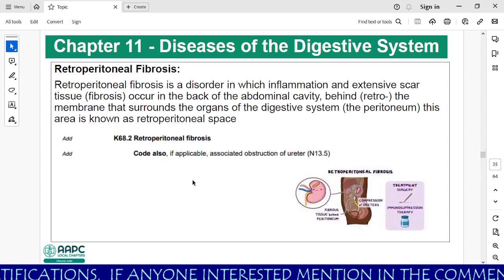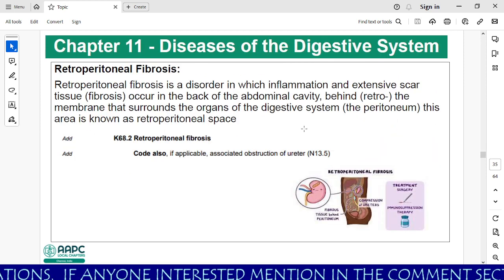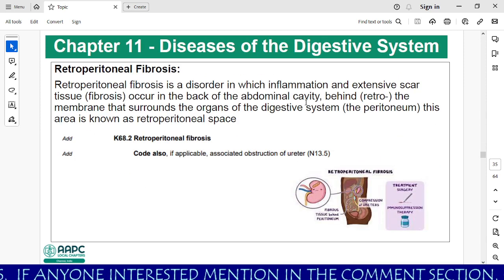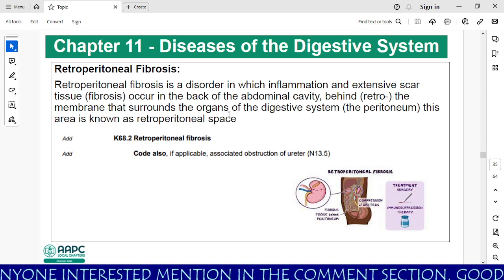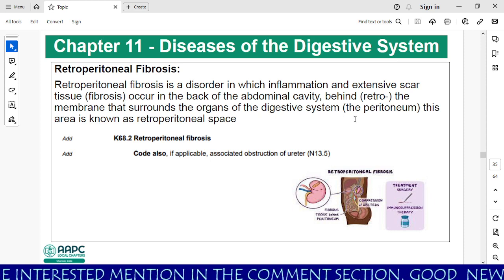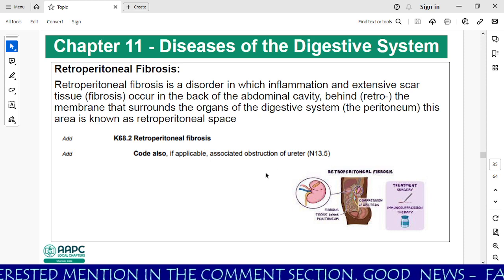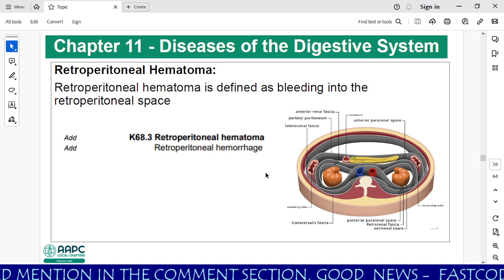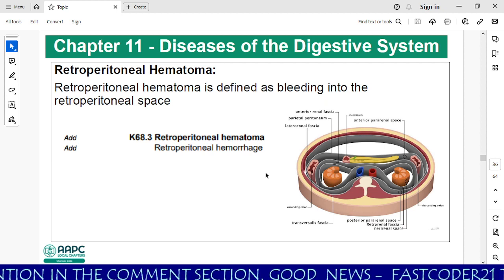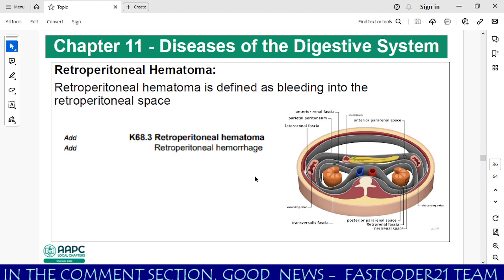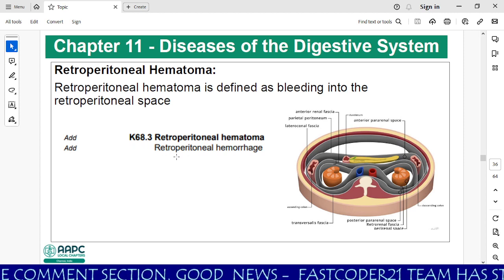As we have discussed, the retroperitoneal space is the space at the back of the abdominal cavity and the membrane that surrounds the organs of the digestive system, which is the peritoneum. So hematoma of the retroperitoneal area is known as retroperitoneal hematoma. So they have added one code here, K68.3.